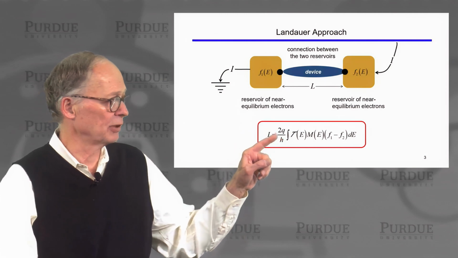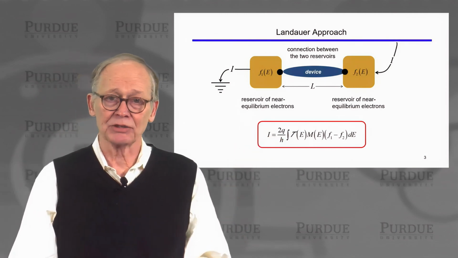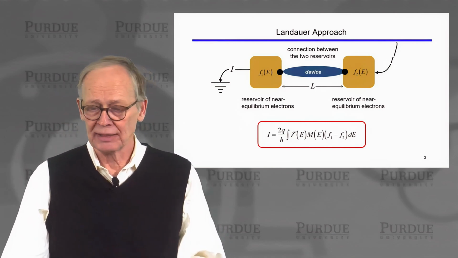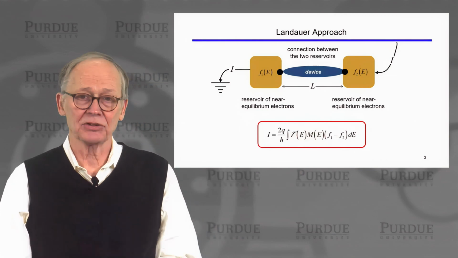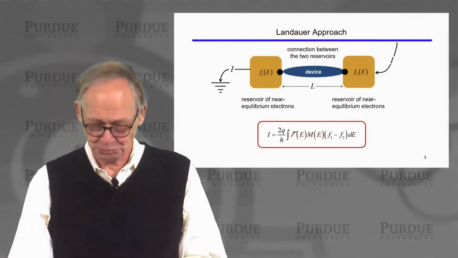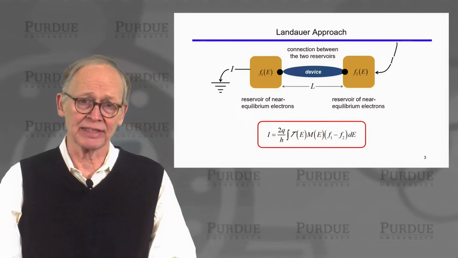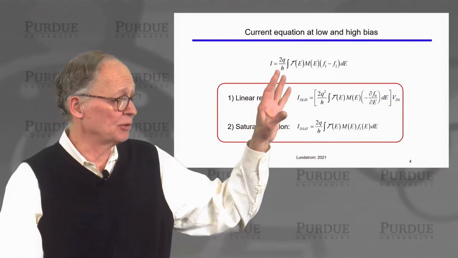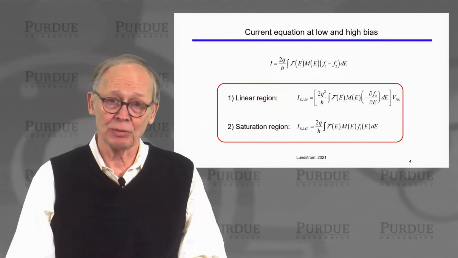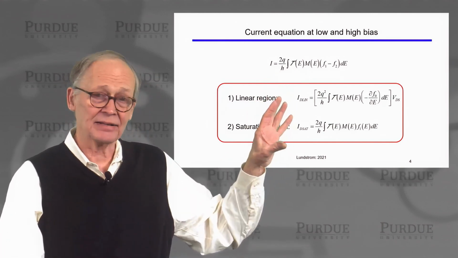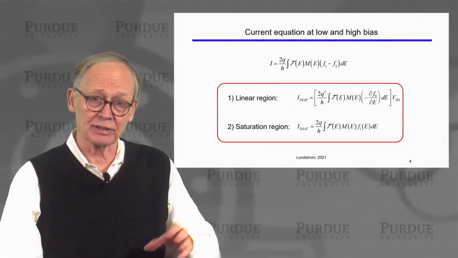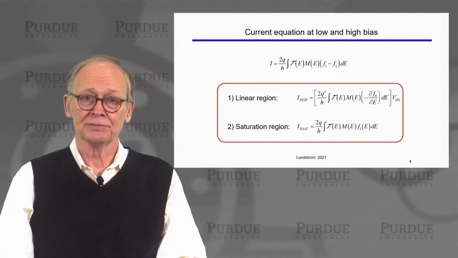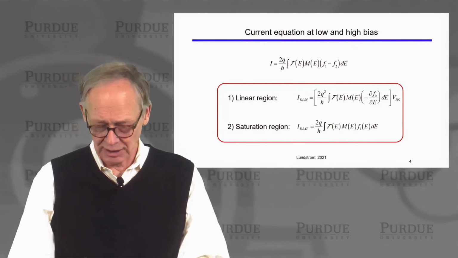Current was related to some fundamental constants, a parameter we called the transmission, a parameter we called the number of channels or modes, and to the difference in the Fermi functions between the two contacts. And then we sum everything up over all of the energy states that are available. We showed how this general equation simplifies under low bias, and that gives us a way to treat the linear region current of a MOSFET, and under high bias, and that allows us to treat the saturation region of a MOSFET.